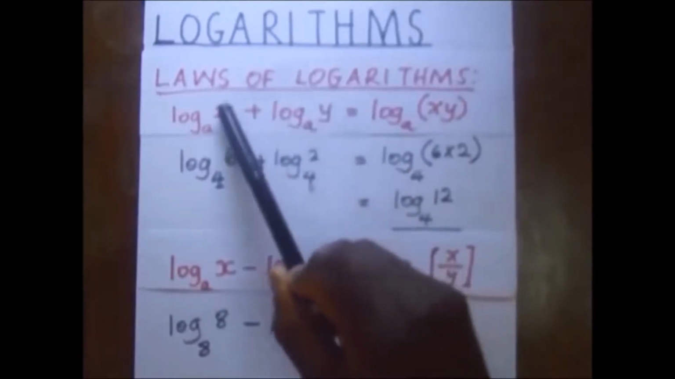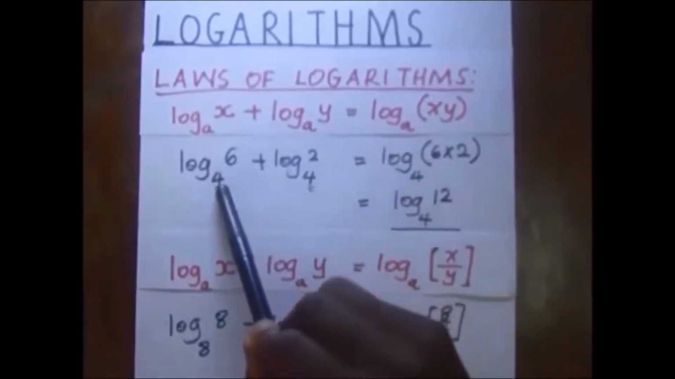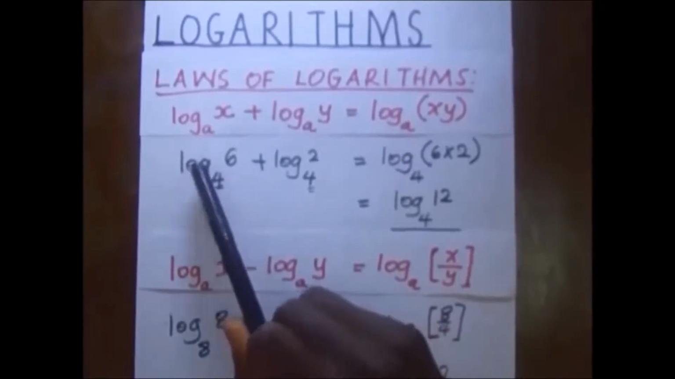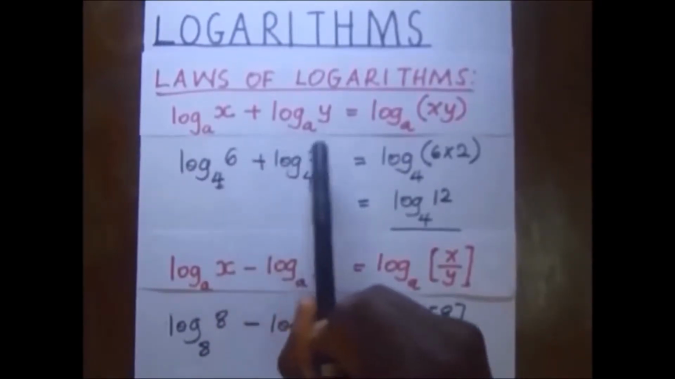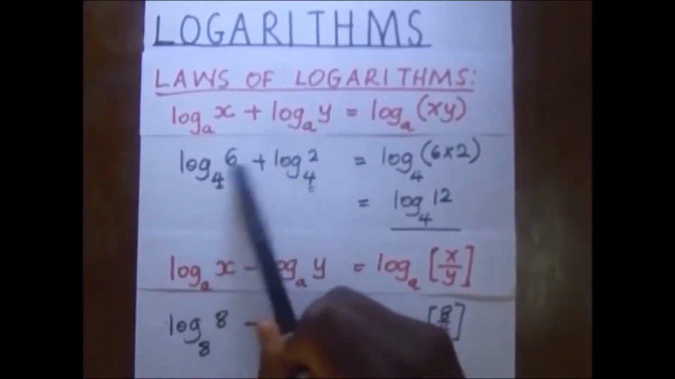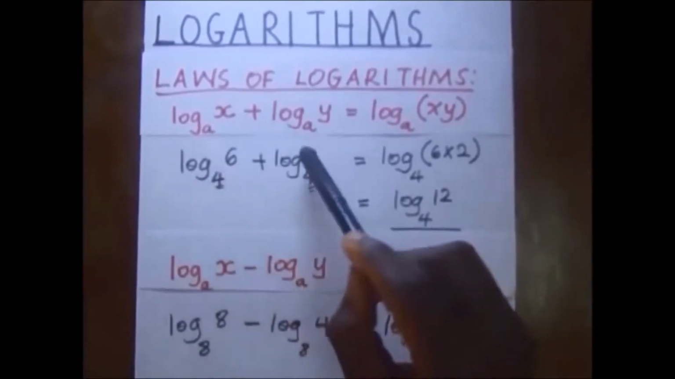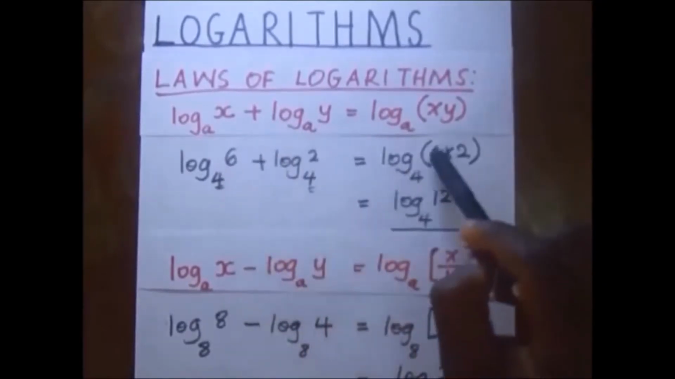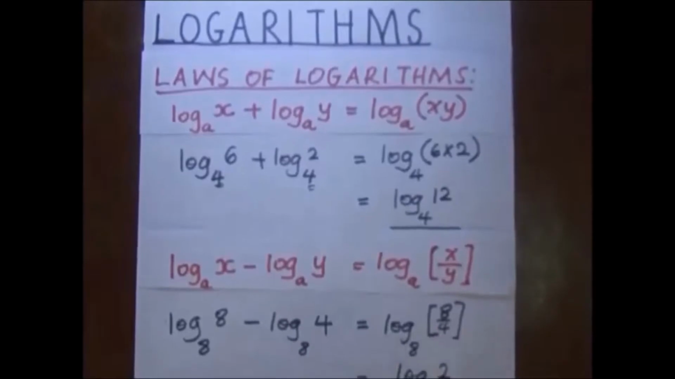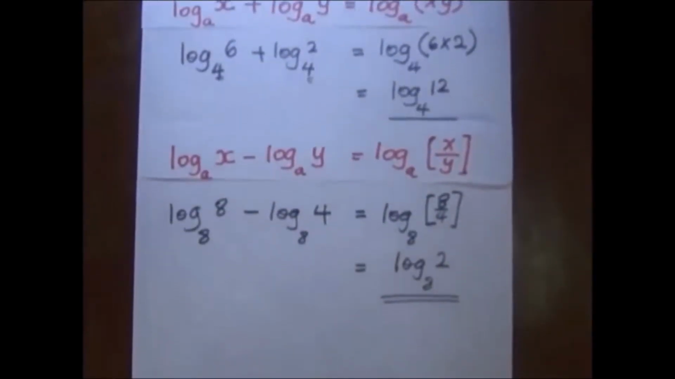You multiply the numbers. For example, in our example here, we say that log of 6 base 4 plus log of 2 base 4, because it is the same base, we multiply the numbers. So it's 6 times 2, giving us log of 12 to the same base 4.